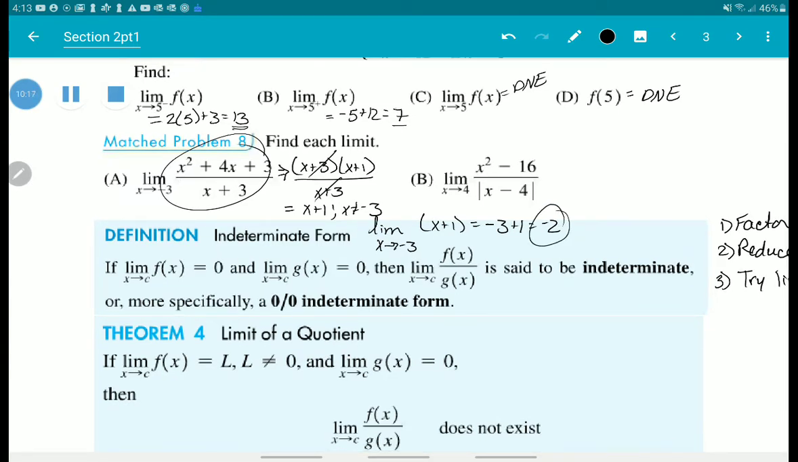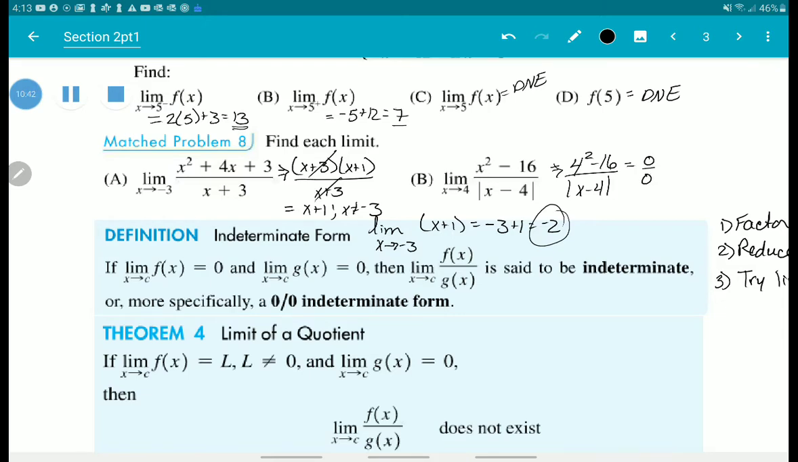But there's no way we could have gotten the negative 2 algebraically without reducing that function. So always think about those 0 over 0s. If we look at matched problem B, if we plug a 4 in here, we're going to get 4 squared minus 16 over the absolute value of x minus 4. So we're going to get a 0 over 0 here also.